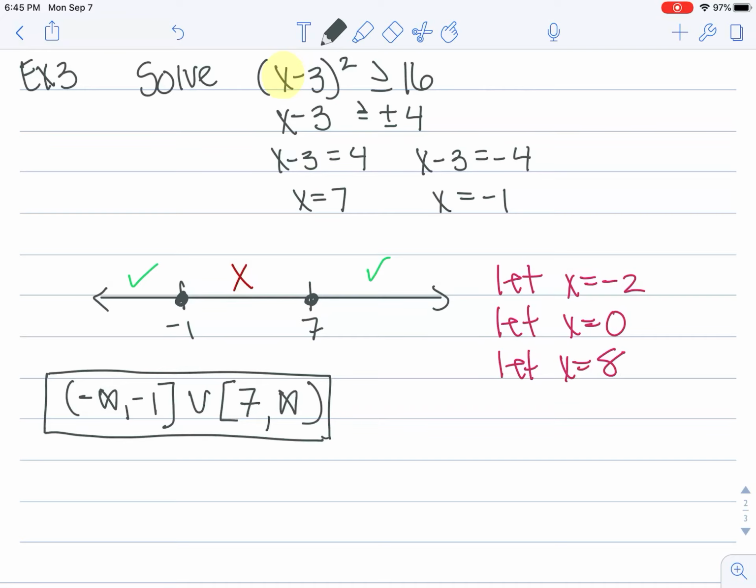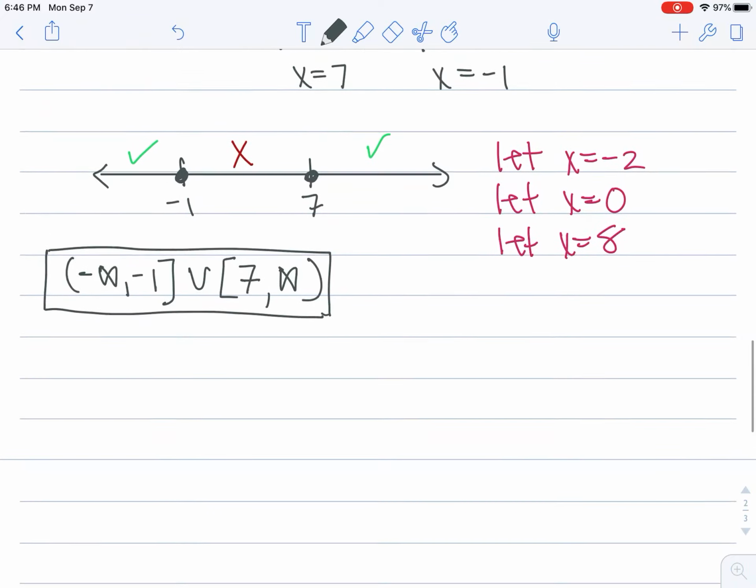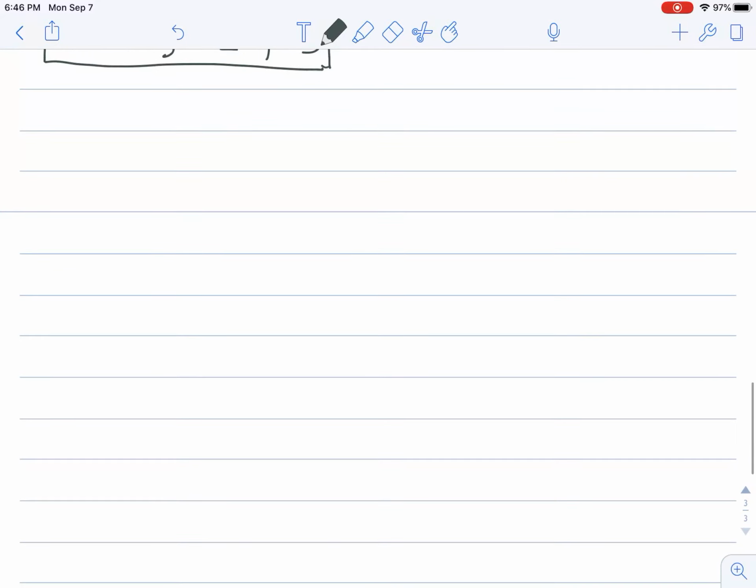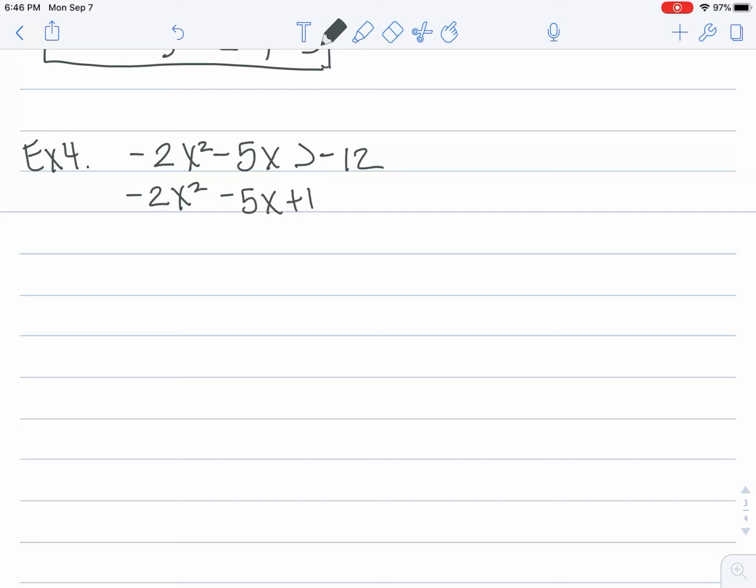Alright, let's go one more. So we have example 4. If I gave you -2x squared minus 5x is greater than -12. So I'm going to move that -12 over by adding it, setting it equal to 0, right? At this point, I'm going to try and factor this trinomial. Yeah, it's a little bit gross, but that's okay.